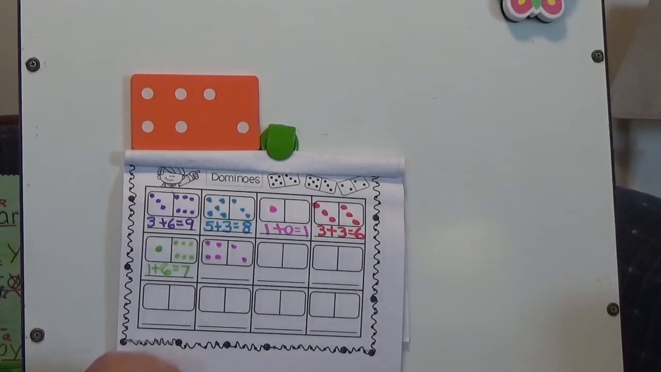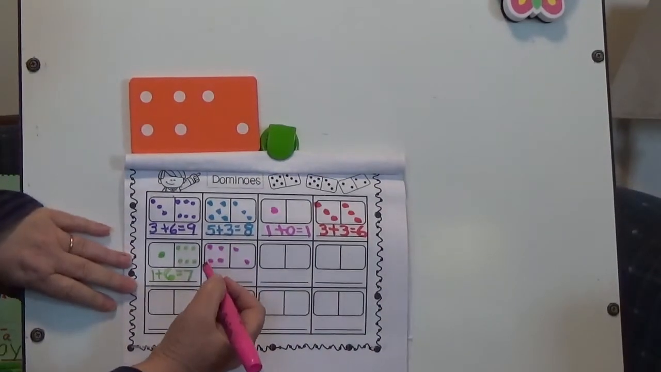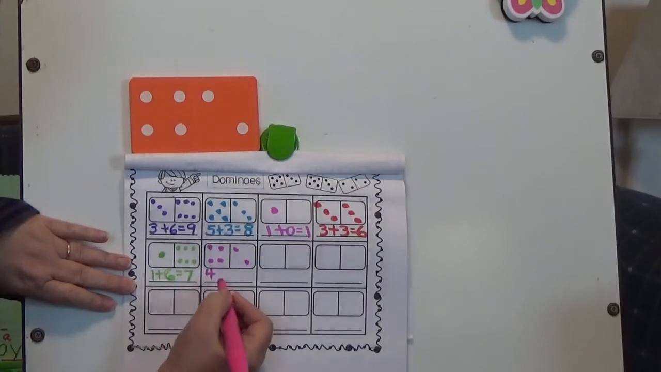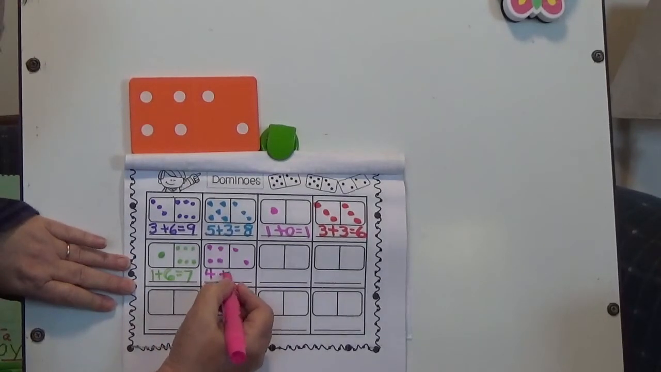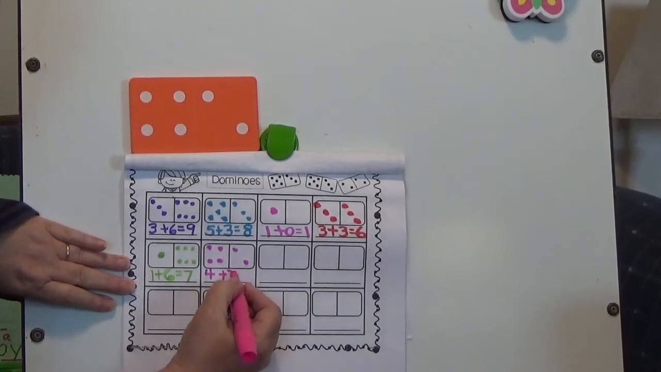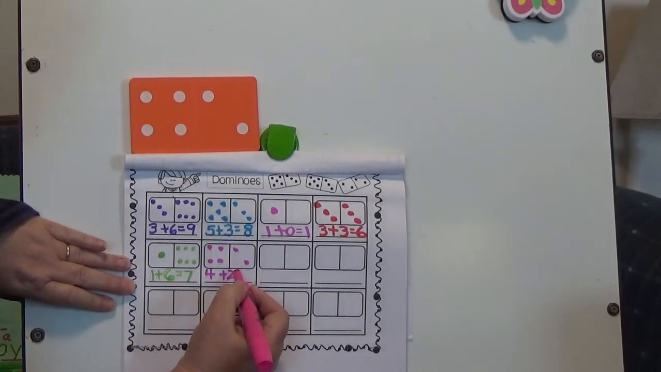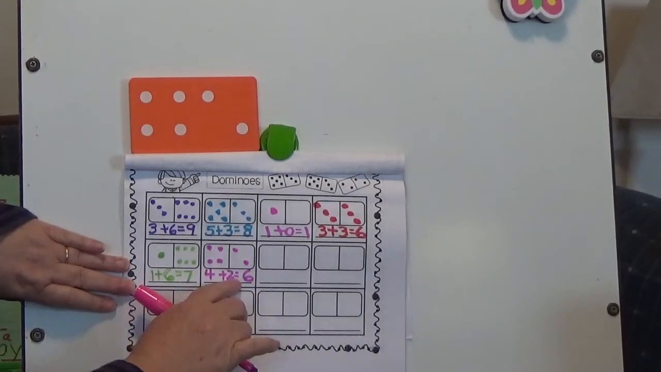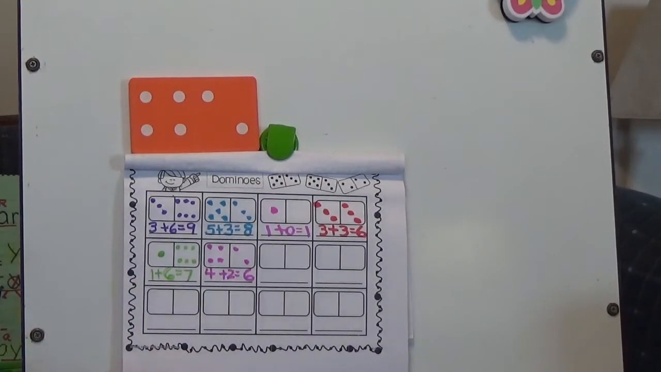Alright, Riley, what did you write? The addition equation. 4 plus 2 is equal to 6. So Riley writes for us 4 plus 2 is equal to 6. If you wrote that, give yourself 2 firecrackers.